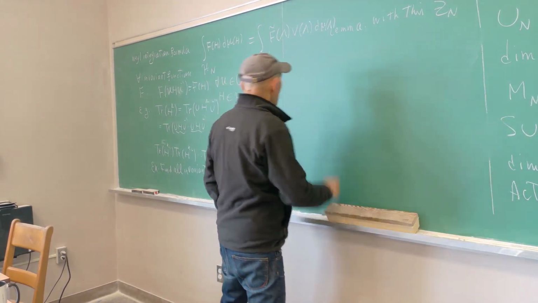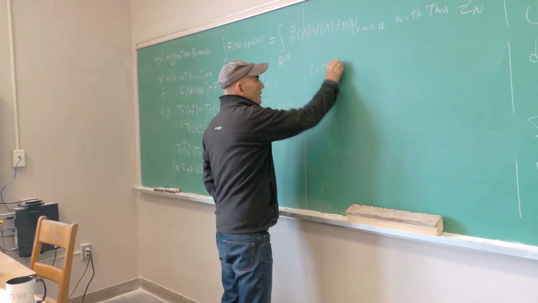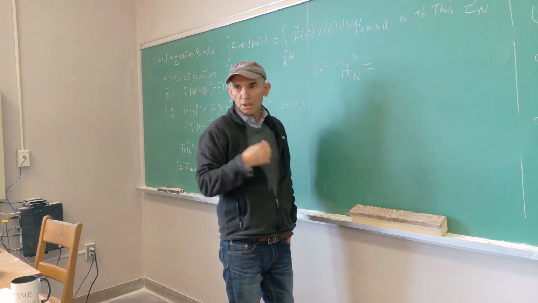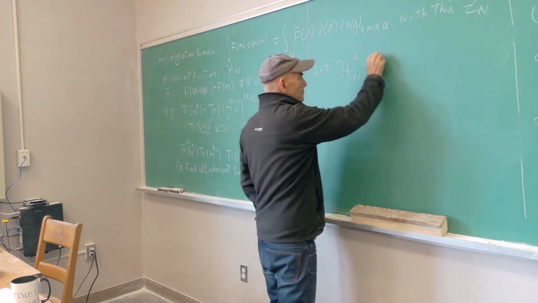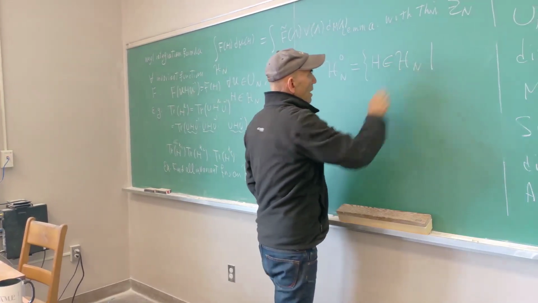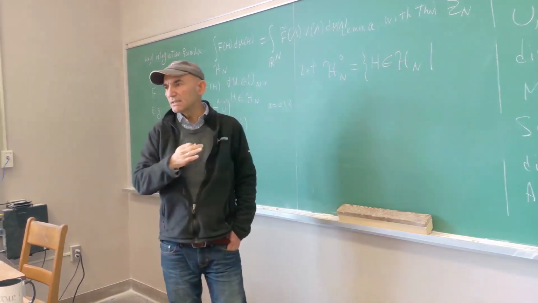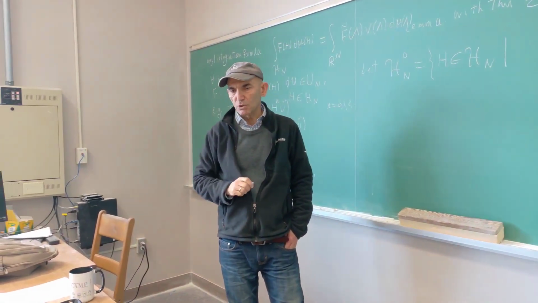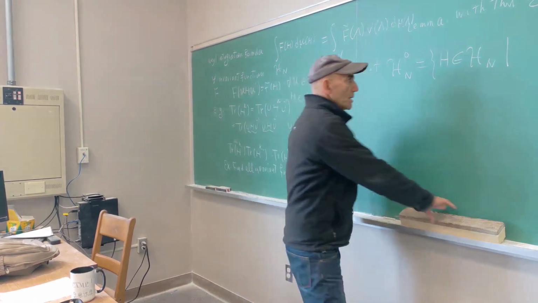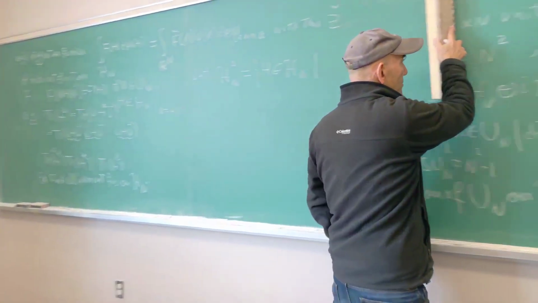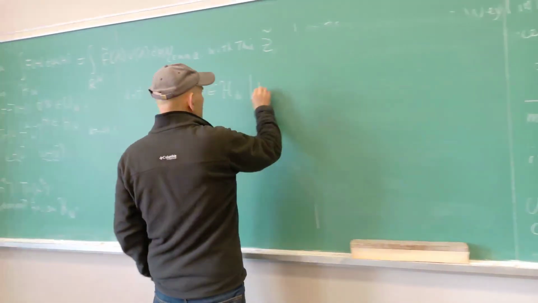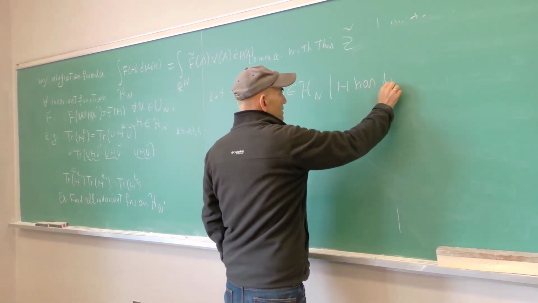So let Hn circle be the set of all Hermitian matrices such that H has distinct eigenvalues. Because it has n eigenvalues, but there could be degeneracies. We reject degeneracies, such that H has distinct eigenvalues.